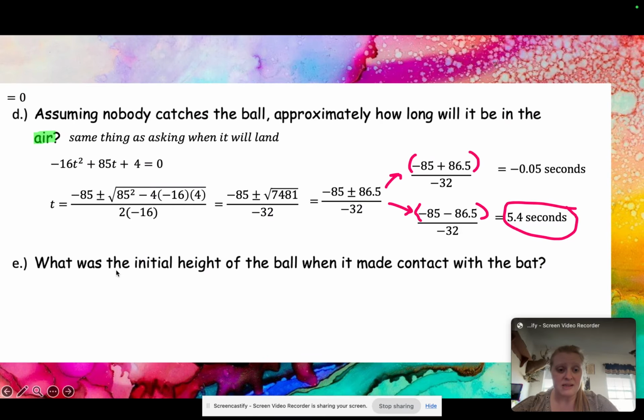And then letter E is saying, what was the initial height of the ball when it made contact with the bat? That means the starting height, the beginning height, and that is the y-intercept. So they just want C. And because this is in standard form, I have C, it's just 4. So that ball was 4 feet above the ground to start out.